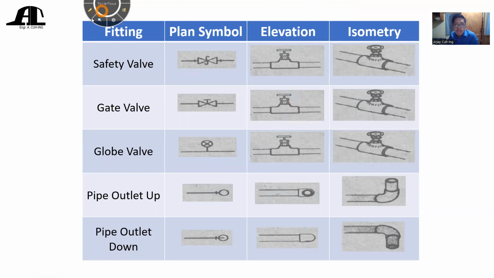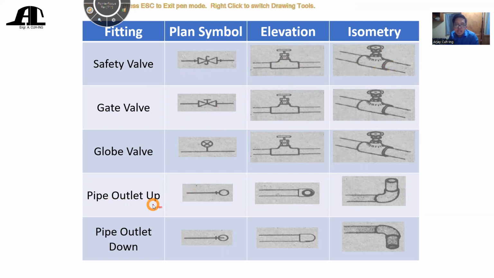Okay? So, ito, class, yung pinaka-detailed na fitting symbol. Tapos elevation, tapos yung isometry niya. Okay? So, yung safe valve, class, yung special, may parang letter S doon. So, ganito yung itsura sa elevation, 2D. Cross-section ba? Okay? Hindi naman cross-section. Parang side view. Okay? Tapos ito yung 3D view niya. Okay? So, gate valve, class, ganyan.